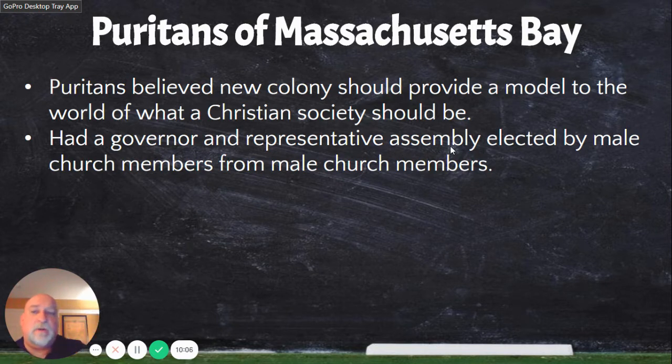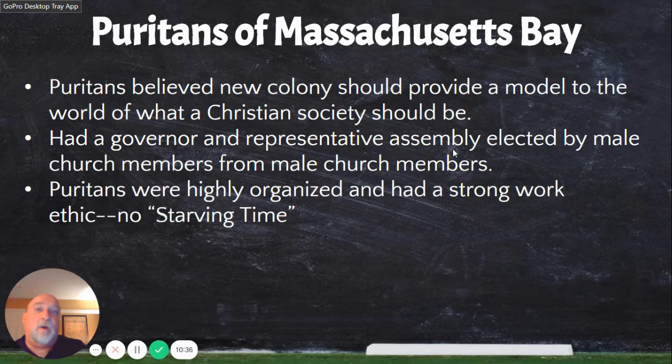But notice who can be elected and who does the electing. Only male church members. So only people who are Puritan can elect Puritans to represent them in government. You're not a Puritan. First of all, they don't want you there. Second of all, you have no political voice. So these rights are limited, and that's what I meant about there's no religious toleration in Massachusetts.